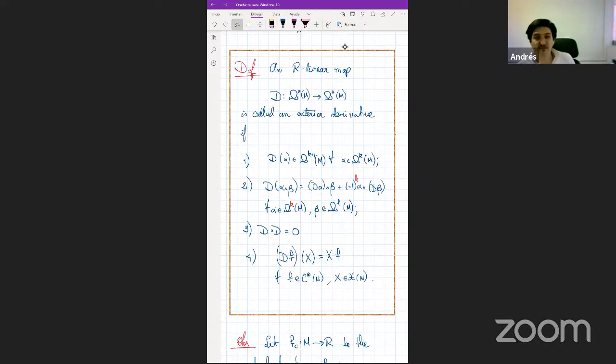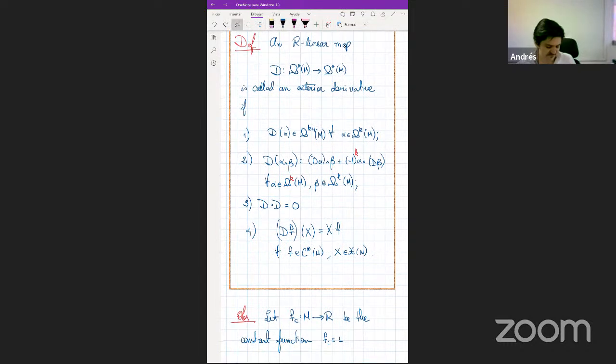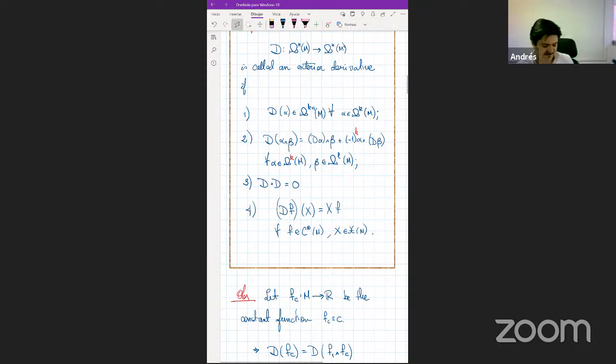Right? So let's use these four properties just to see what d is on a particular class of functions, namely constant functions. So this is my mistake here. f sub c should be the constant function c. So for every number, I have the constant function f_c. That is a smooth function. And let's see what happens if we apply a differential.